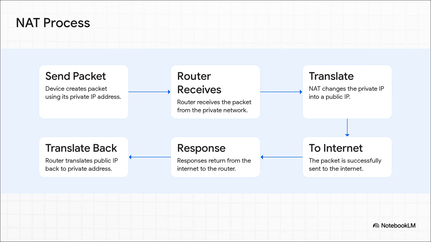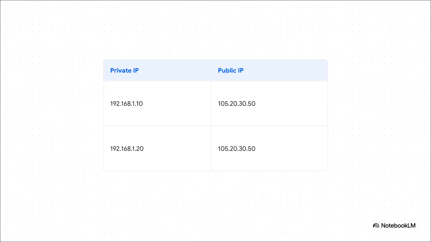It's totally seamless. Now you might be wondering, how does the router not get completely confused? How does it know which device gets the returning data? Well, it uses a NAT translation table. The router keeps this really strict active record, mapping a specific private IP, say 192.168.1.10, to its public IP, like 105.20.30.50. It actively tracks these connections, so when the data comes back, it just checks the table, finds the exact laptop that asked for it, and forwards it along perfectly.